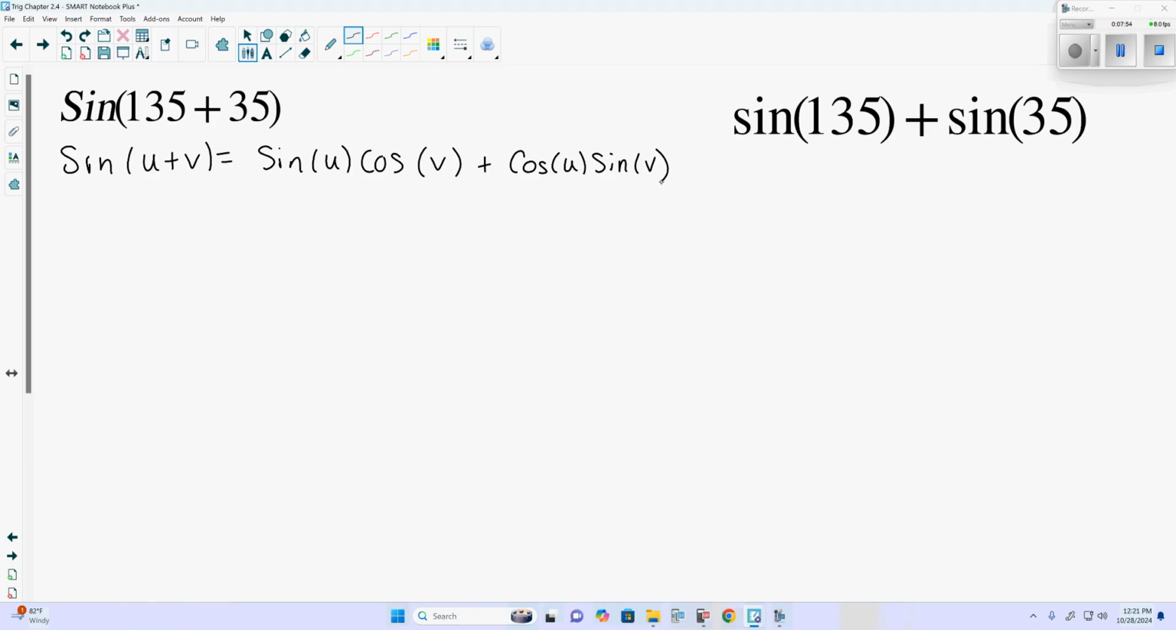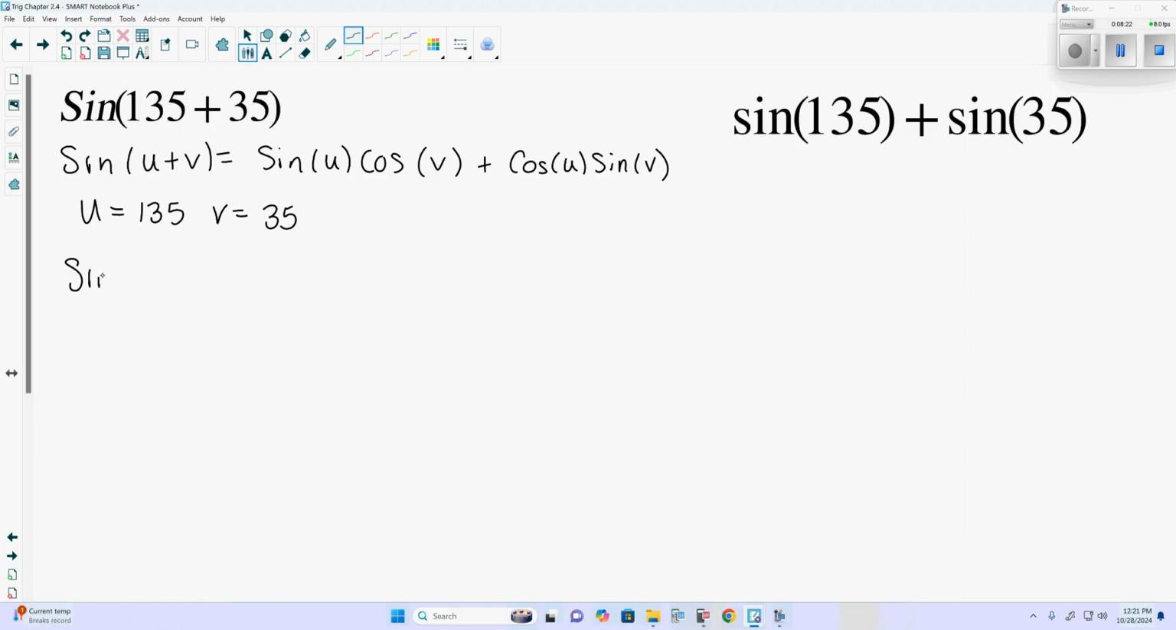So we have our sum identity. Sine of u plus v is equal to sine of u cosine of v plus cosine of u sine of v, where u in our case is 135 and v is 35. On the identity sheet, I used alpha and beta, but that's still the same thing as u and v. It's just those are representing our angles.